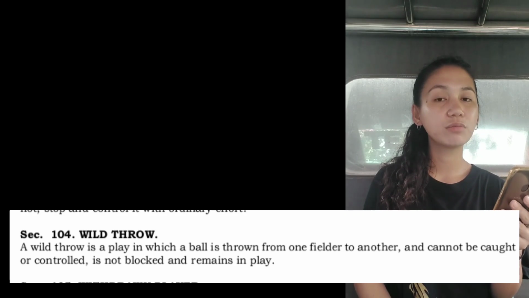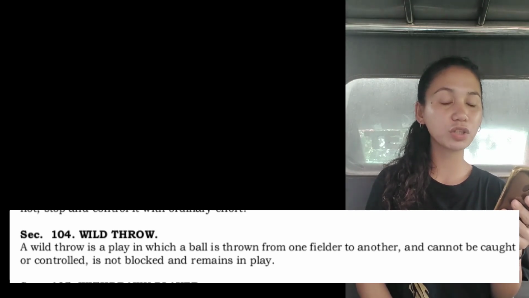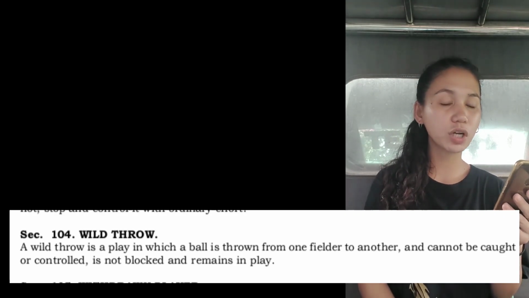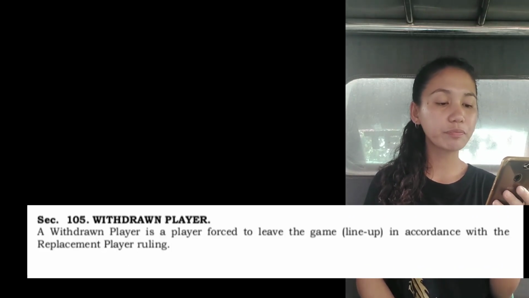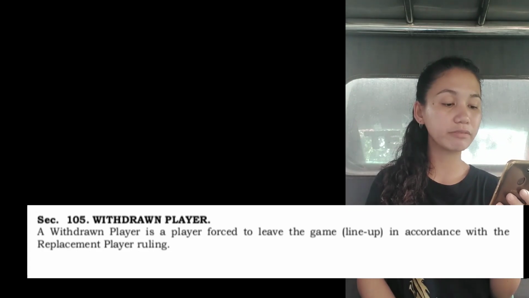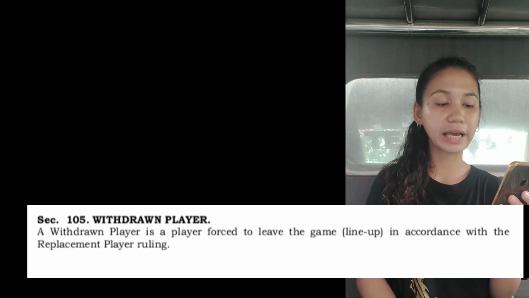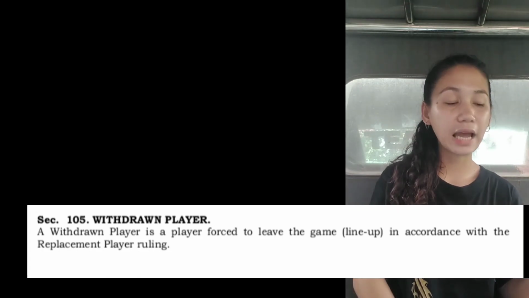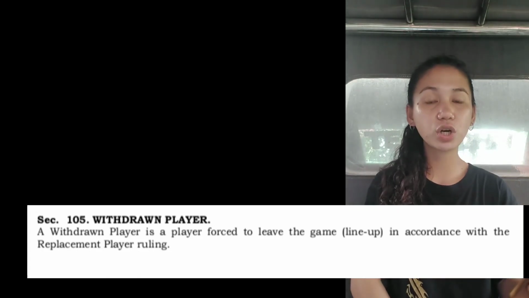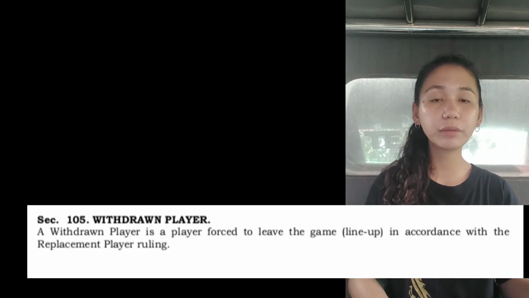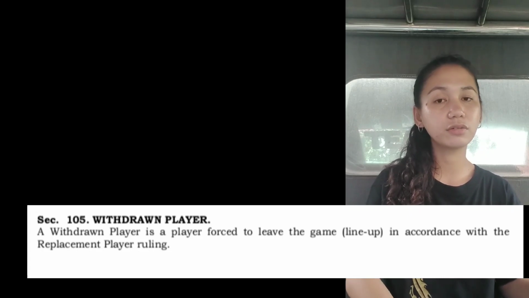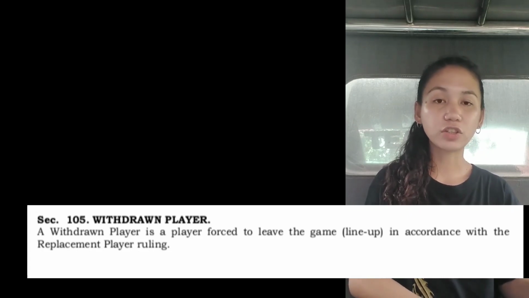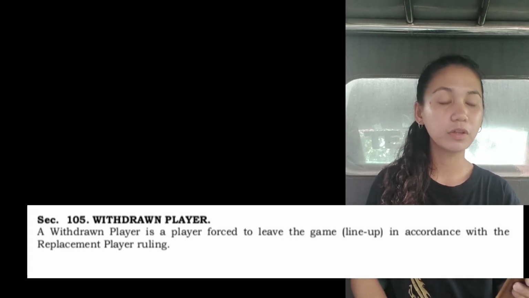So let's move on to the last section of rule number 1, section 105, the withdrawn player. A withdrawn player is a player forced to leave the game, lined up in accordance with the replacement player ruling. So that's the end of rule number 1, sections 1 to 105.